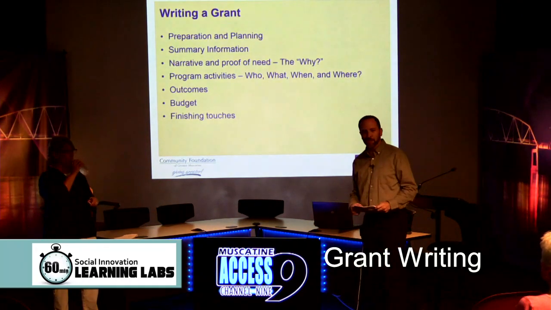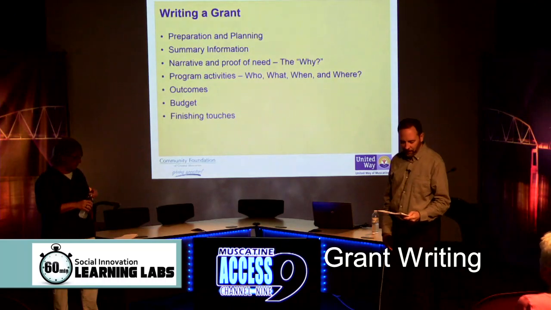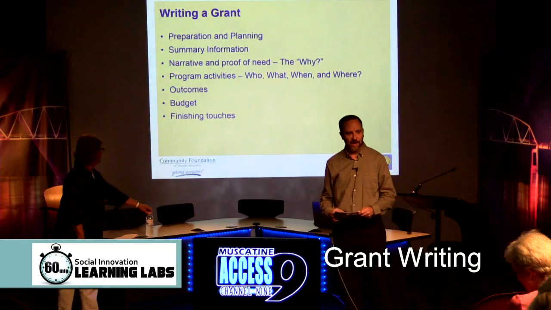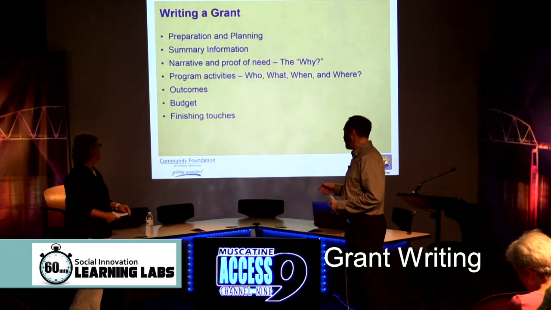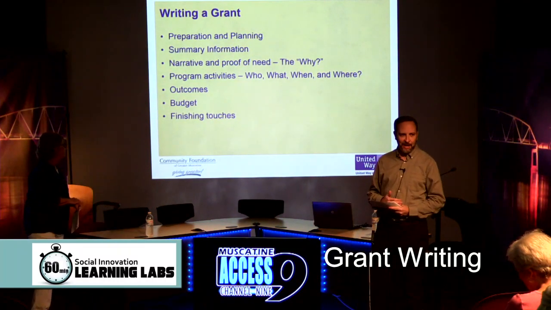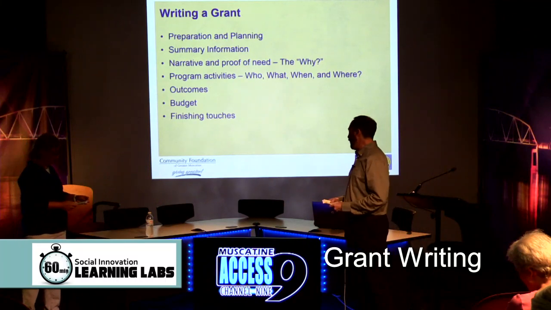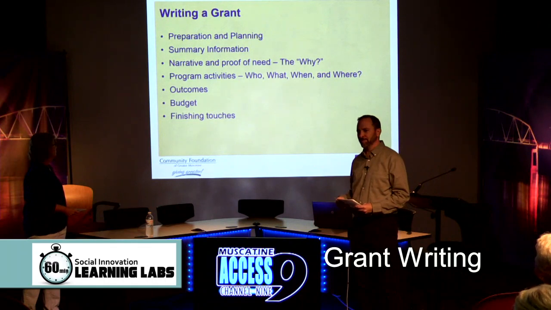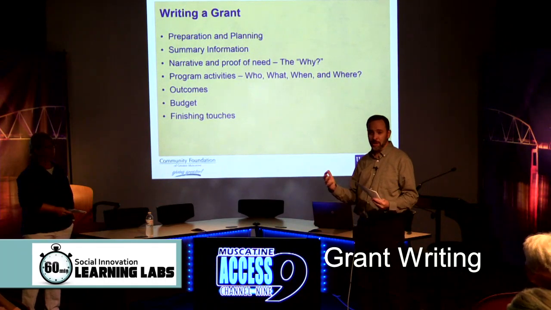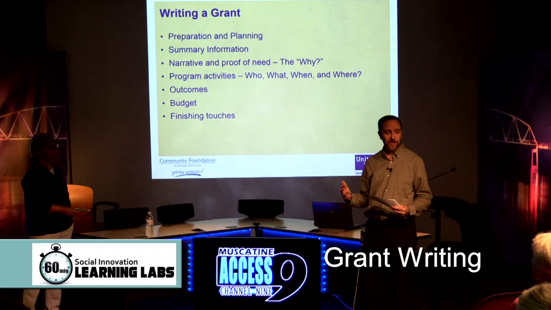So in terms of writing a grant, there are several key steps, and we'll go over these in a little bit more detail, but this is just an overview. The first step is going to be preparation and planning. We'll talk about summary information. That's usually either a cover sheet or the first page of the grant, which has general information about your agency or program.